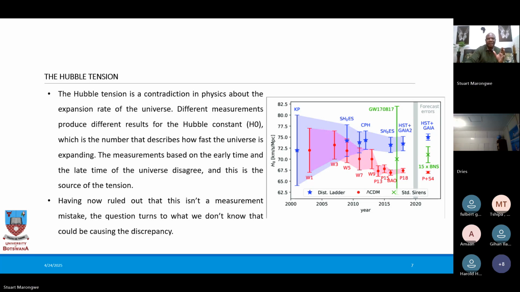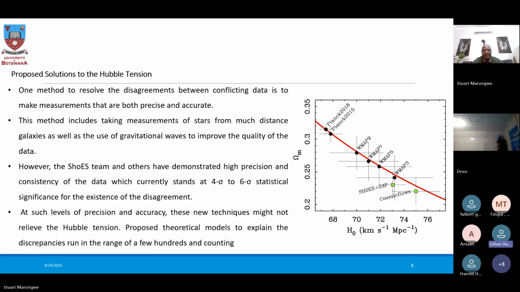Okay. So what are the proposed solutions to the Hubble constant problem? Is my slide moving there? Hello? No, it's not moving. Okay, now it's moved.